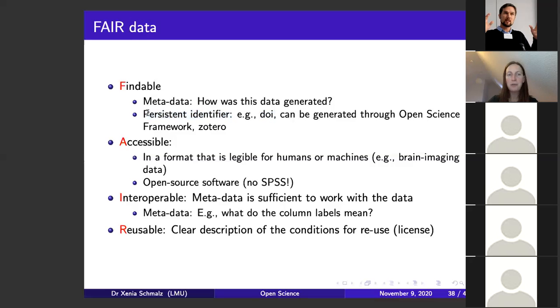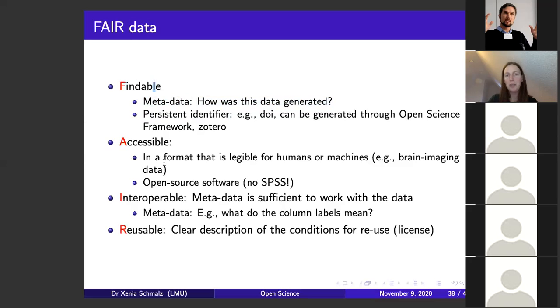But it's not enough to be able to find the spreadsheet which contains the data. You also need to know what it is. So rather than just having some spreadsheets floating around on the internet and nobody even knows where the data came from, it's important also to have metadata, so some data about this data that explain, for example, what experiment it was from or what variables each column is. So that's the findable part. So far, so good.